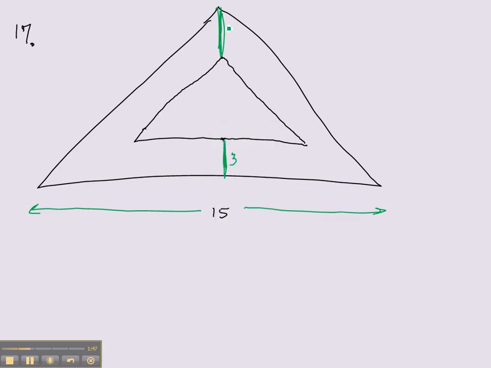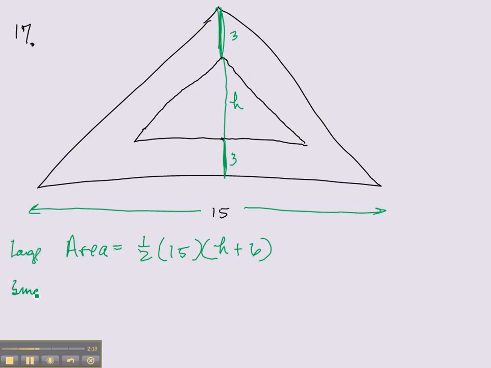Let's call this the height of the little triangle. I'm going to call it h. And so this is 9 all the way across. I can find a formula for the area of each triangle now. So the area of the large triangle is 1/2 the base times its height. Now the altitude of the large triangle is h plus 6. And the small triangle has an area equal to 1/2 its base, which was 9. I erased it, but all the way across was 9, times its altitude, which is just h.